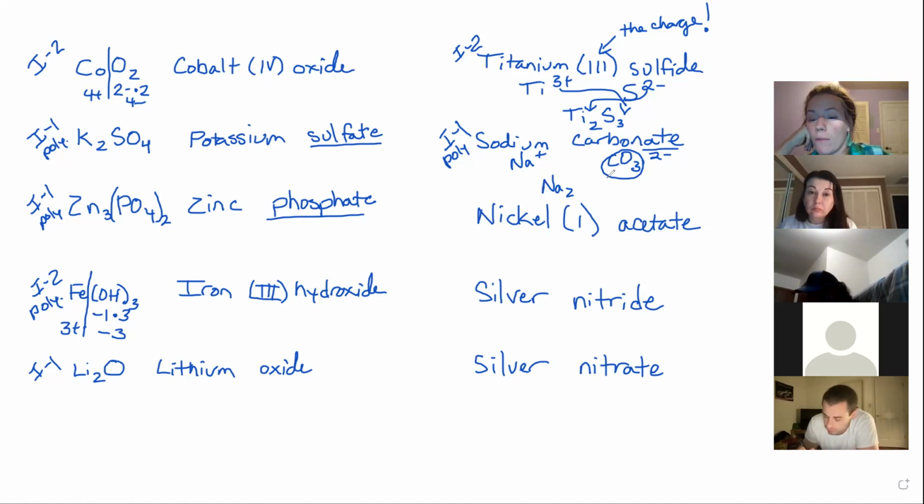If you only have one of the polyatomic ions, you just write it out. You don't put parentheses. Parentheses are only used if you have 2 or more. So if we happened to have 2 carbonates or 3 carbonates, then we're going to go ahead and put in parentheses, like you would see over here. You see phosphate, and there's 2 there.